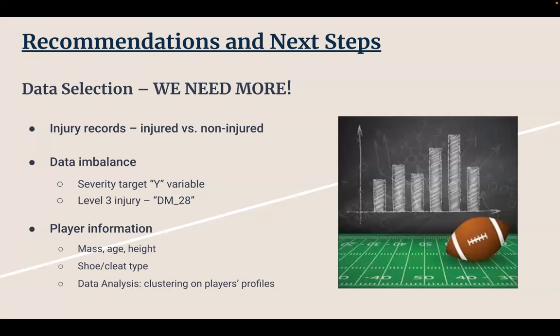And with this valuable information, and more information to be exact, we could use clustering on the players' profiles to identify similarities for both injured and non-injured players. So is there similarities between players of similar mass and height versus others? Same thing with shoes and cleat type. I'd definitely be interested in analyzing similarities in that case.